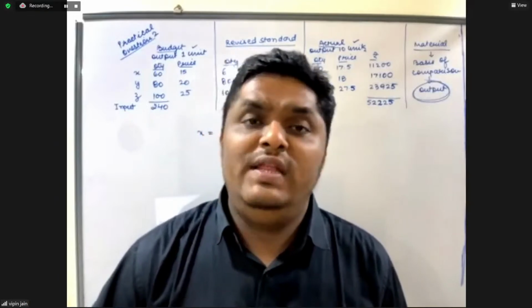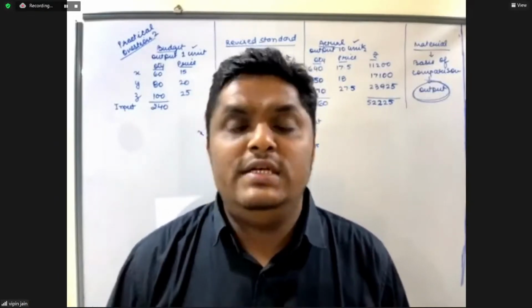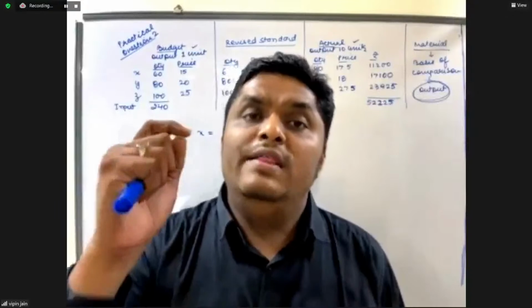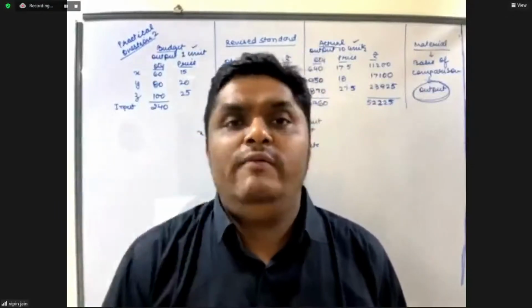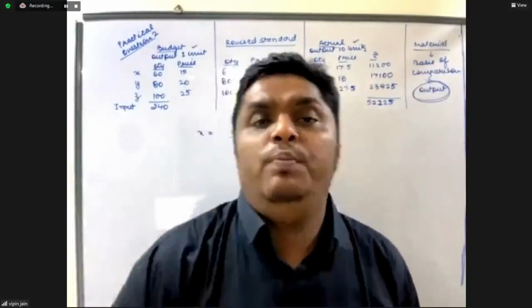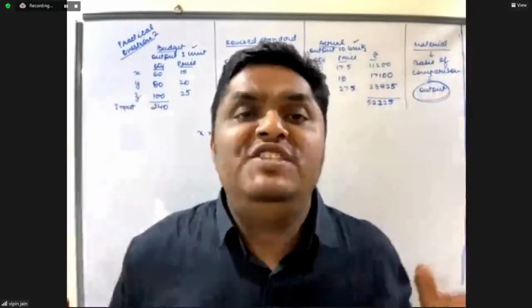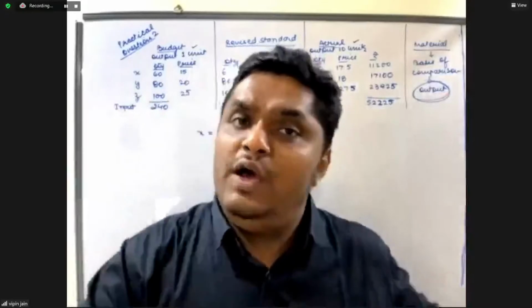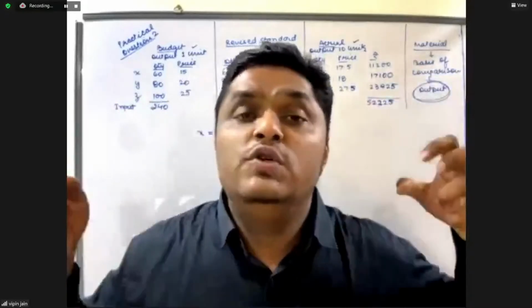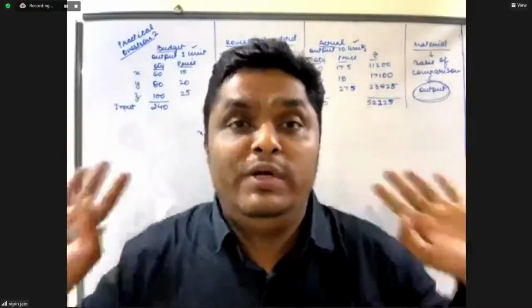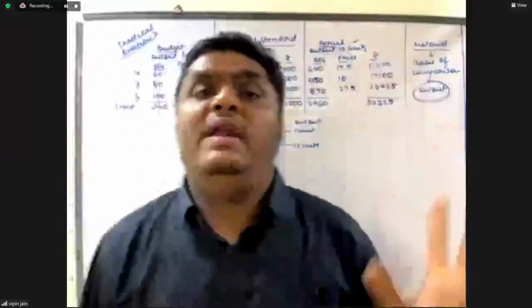Before starting with the next point, I want everyone in this session to be thorough with the concept. The first point, what you should check in a question is how much is the budgeted output and how much is the actual output. Now, if no information is given as regards budgeted output and actual output, we will assume that budgeted output and actual output are the same. So no need to prepare revised standard.